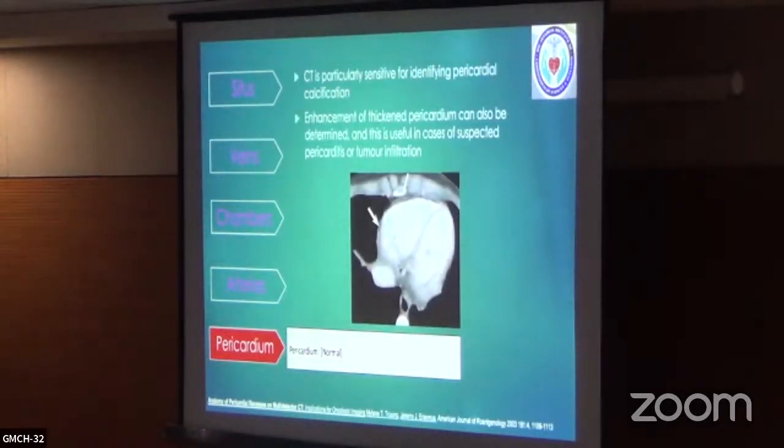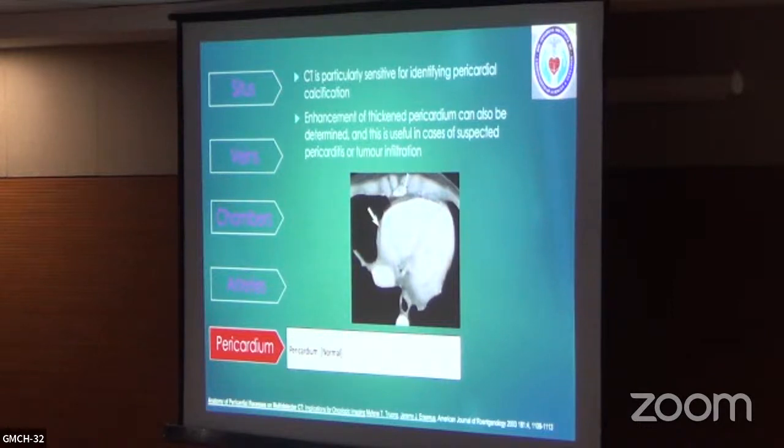The CT is particularly sensitive for identifying pericardial calcium. So if it is normal, it'll be just an imperceptible thin structure, so you won't exactly be able to make it out. But you can make out if it's thickened or if it has calcium or if it's enhancing. All these suggest pericarditis or chronic calcific pericarditis.